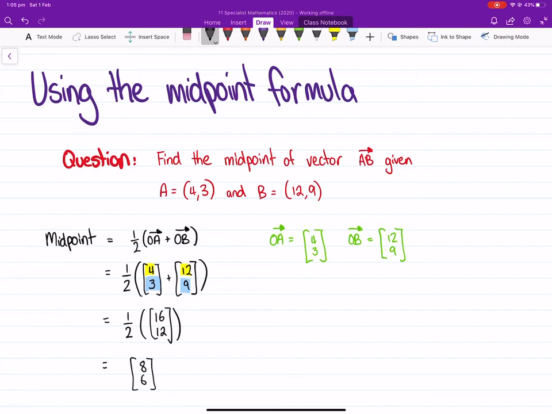And so that is the midpoint formula in use. And then I guess we'll just say therefore the midpoint of vector AB is the point 8, 6.